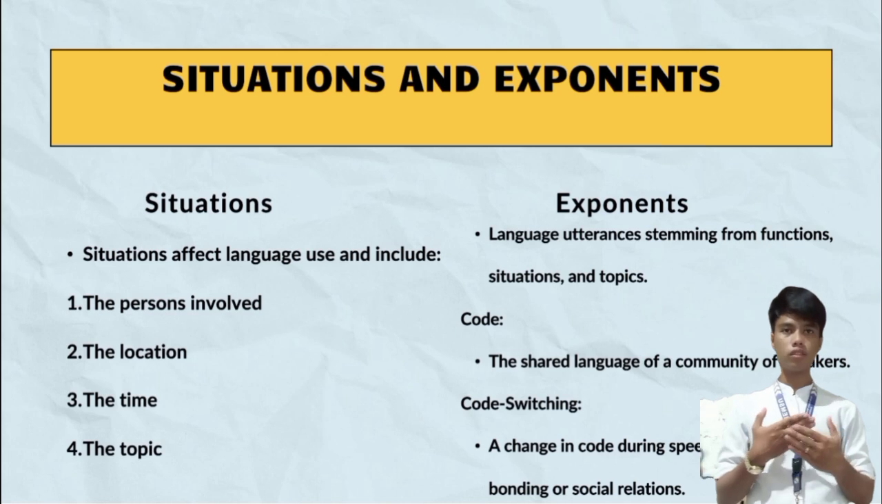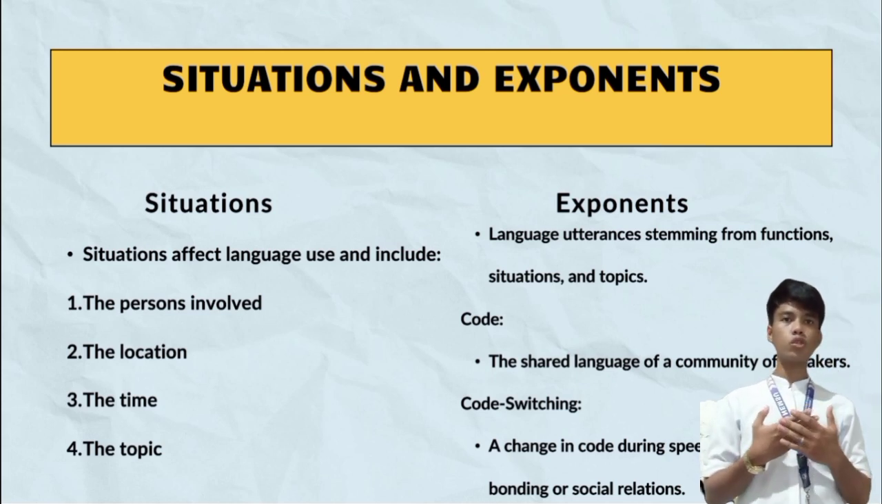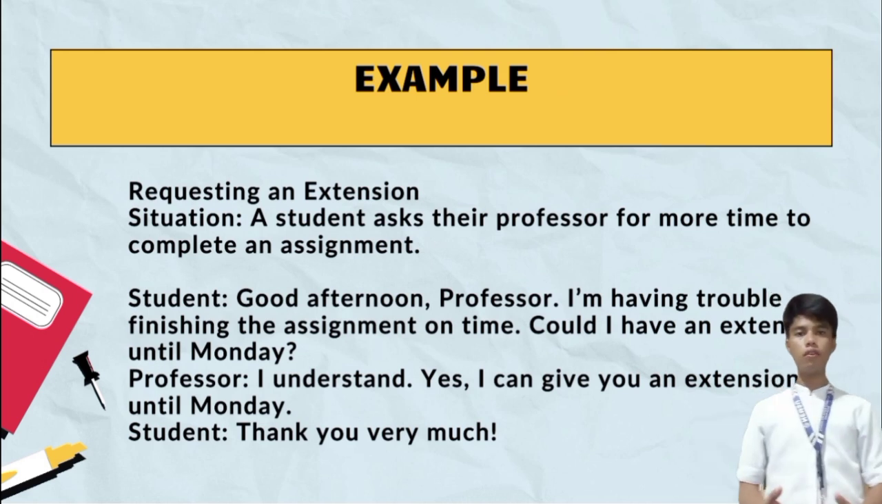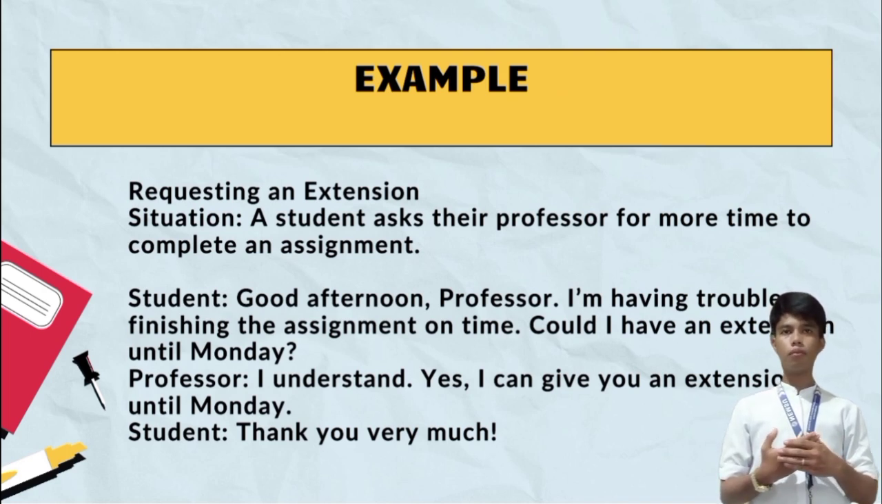So understanding the context of situations helps learners see how language varies based on who is involved, where the interaction occurs, and what is discussed. And exponents represents the actual phrases used to express functions. Now I have here two examples about how the language is being used and how the situation affects the usage of language.